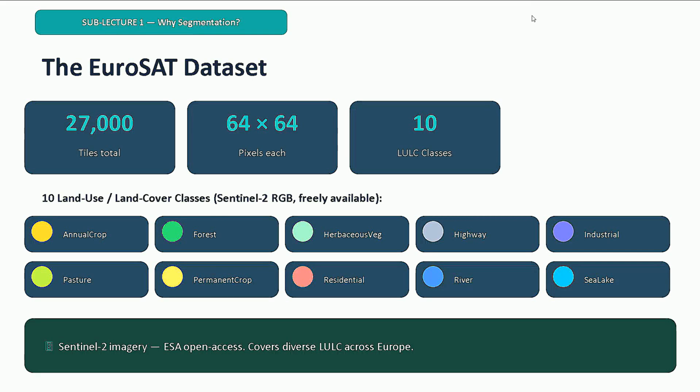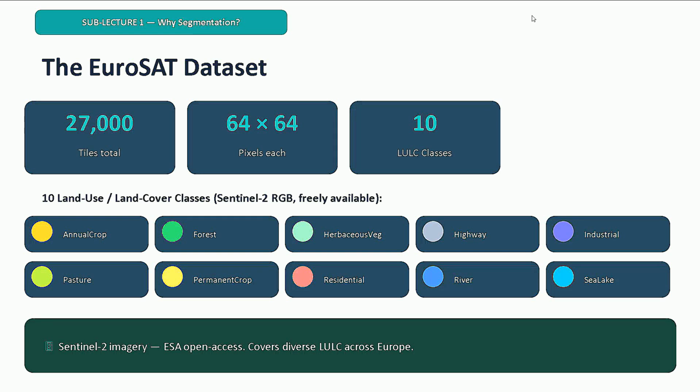Now, what data are we using? We are using the EuroSAT dataset. It is built from Sentinel-2 satellite images and contains 10 land use land cover classes from locations across Europe. The dataset includes about 27,000 image tiles, each measuring 64 by 64 pixels. We have already downloaded and unzipped it for this course. The classes include forest, river, cropland, residential areas, industrial zones, highways, and sea or lake.